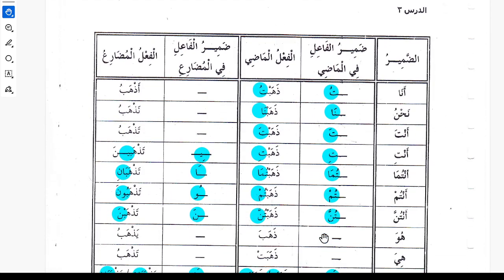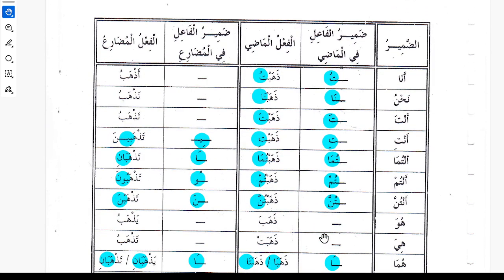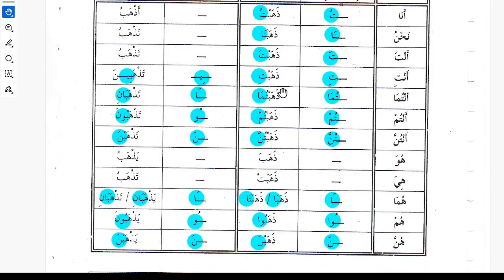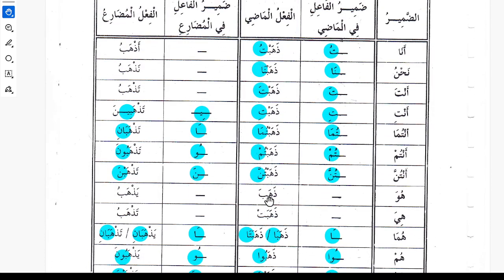Okay, now this table shows both the verbs side by side. Like for zahaba, the verb is zahaba yazhabu. So this side is showing past tense, this side is showing present tense.